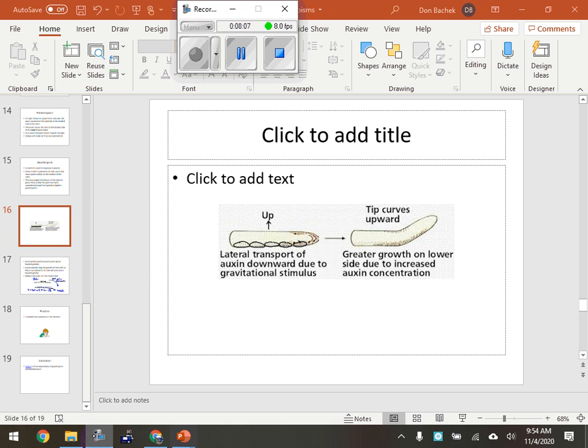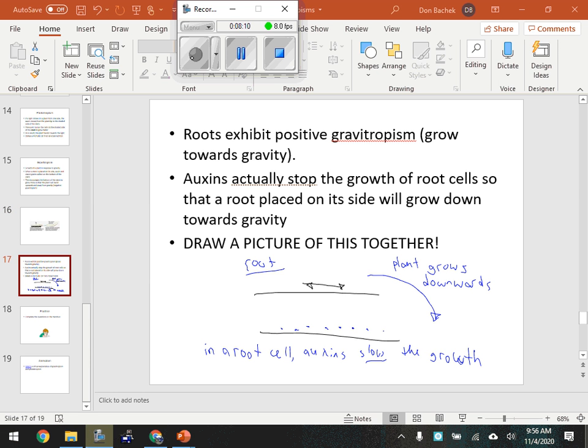So if you want, roots exhibit positive gravitropism. They grow towards gravity. They grow with gravity. Roots go down, gravity pulls down. So roots exhibit that. Auxins actually stop the growth of root cells so that a root placed on its side will grow down towards gravity. I don't know if the diagram here makes any sense to you or not, but basically in a root cell, auxins do the opposite. They slow the growth, and as a result of that, the root bends downwards.